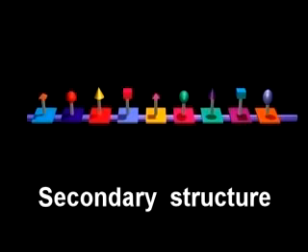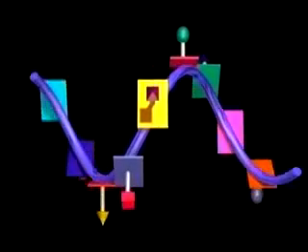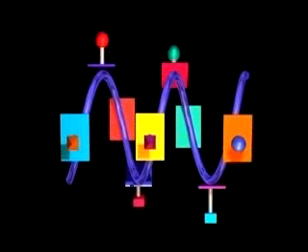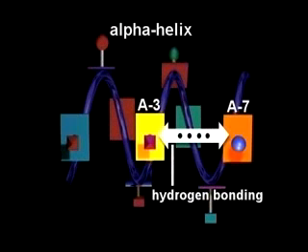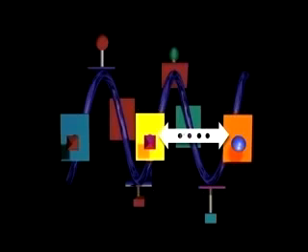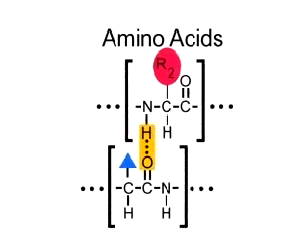The shape taken up by the chain of amino acids in a protein is called the secondary structure. The secondary structure is governed to a large extent by hydrogen bonding between segments of the chain. This bonding often leads to a spiral structure known as the alpha helix. The hydrogen bonds form between nearby amino acids along the chain, for example, between acids A3 and A7. Hydrogen atoms bound to the amino nitrogen atoms form hydrogen bonds to carbonyl oxygen atoms.